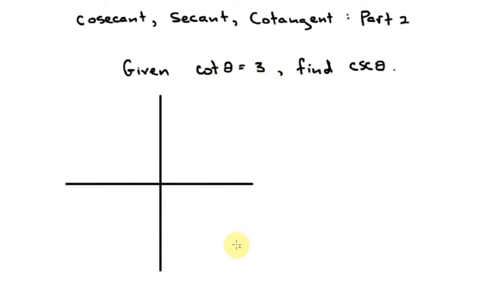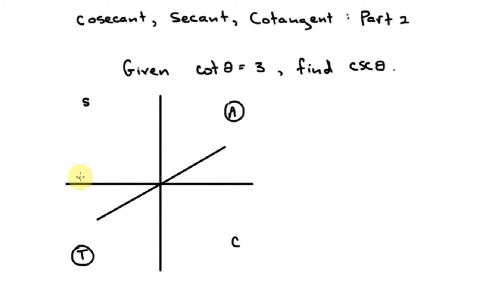Now 3 is positive. So by using the CAST rule, that tells me which quadrants to draw my terminal arms in. I could be in this quadrant because there would be a positive number, and I could be in this quadrant because cotangent is positive in both quadrants. So I'm going to draw a line for a possible terminal arm over here, and it doesn't have to be perfect, and then I'm going to put another one over here because there's no reason I couldn't have my terminal arm in this quadrant.